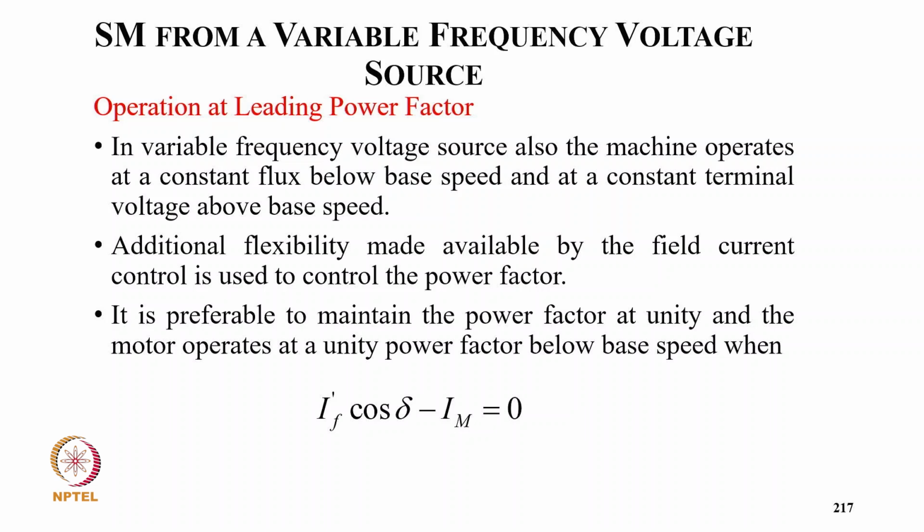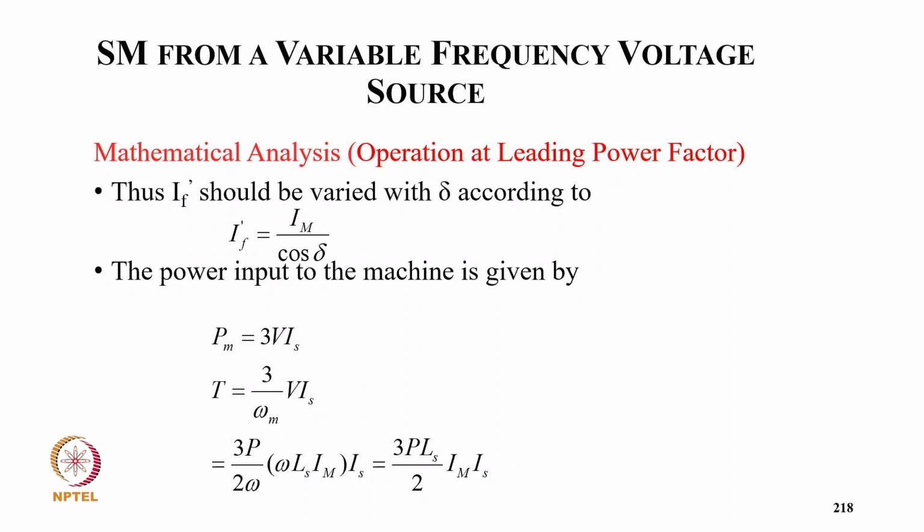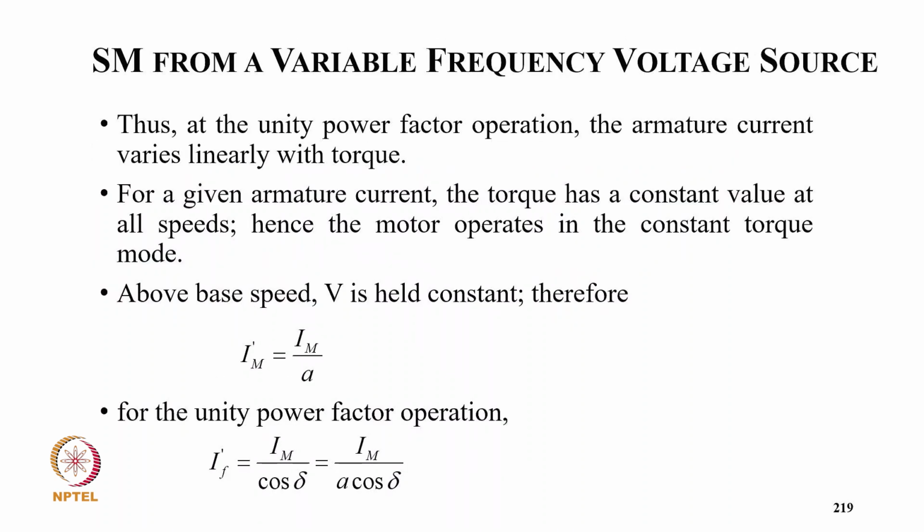So If' cos delta minus Im equals 0. Thus If' will be varied with delta accordingly: If' equals Im over cos delta. The power input to the machine is given by Pm equals 3 Vis, and T equals 3/2 Pls Im Is. Thus at unity power factor operation, the armature current varies linearly with torque. So for a given armature current, the torque has a constant value at all speeds, and the motor operates in constant torque mode. Above the base speed, V is held constant.